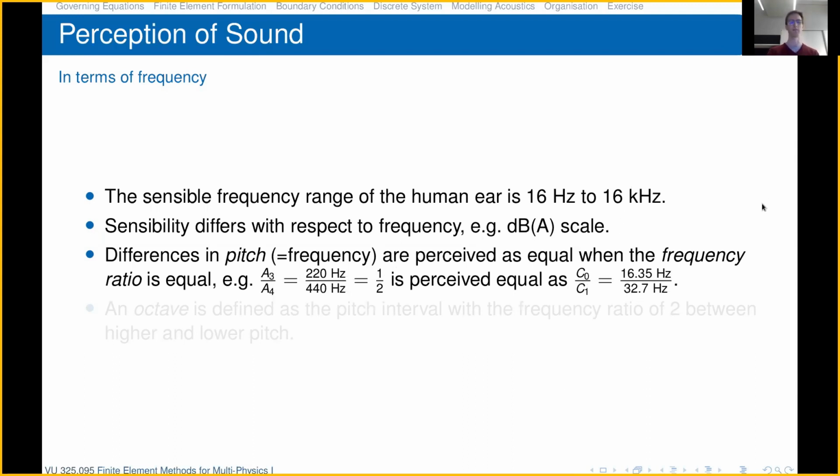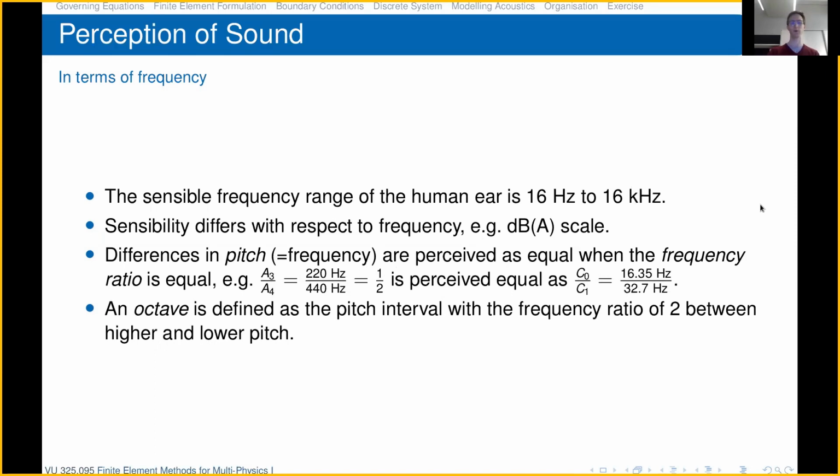And what is also important when you speak about pitch is the definition of an octave. This is defined as the pitch interval with a frequency ratio of 2 between the higher and the lower pitch.